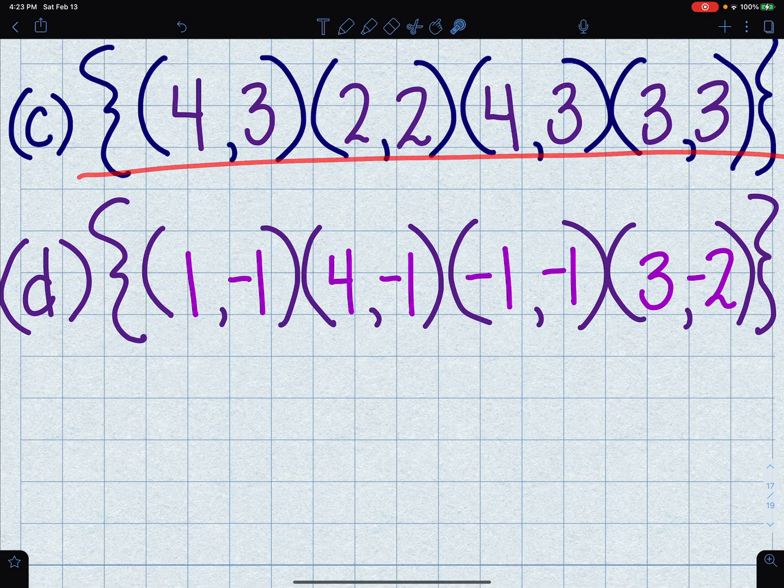But it is a relation. It's just called a relation because everyone is in a relationship. Okay.